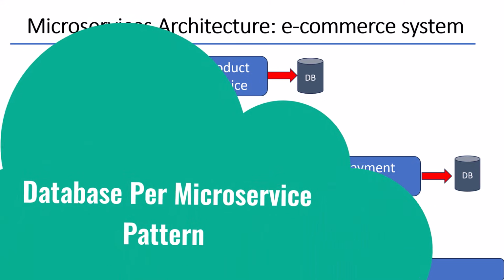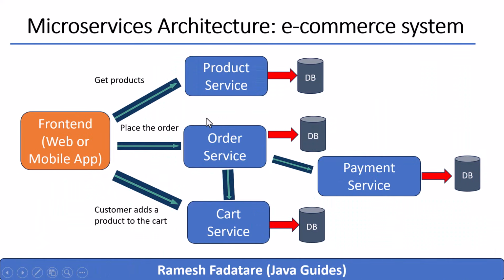It's one of those core concepts that helps you avoid data chaos as your system grows. We're going to walk through what the database per microservice pattern means, why it's important, and how it plays out in a real e-commerce platform, from browsing products to placing an order to making a payment. Let's get into it.